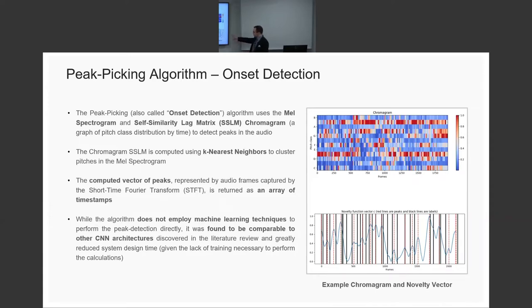Over on the right here, I also have an example output of the novelty vector. These red dashed lines represent the timestamps predicted by the peak picking algorithm, and the black lines are the ground truth. So there's a really close correlation between what I've labeled versus what the algorithm has detected. A lot of these are either offset by a few seconds, or there's a couple additional labels that either I included or the model included that are, you know, subjective.